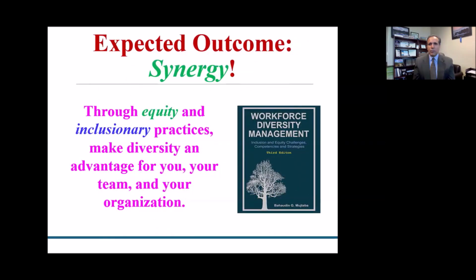Ultimately, your outcome will be synergy through equity and inclusionary practices. You can make diversity an advantage for you, for your team, and for your organization.